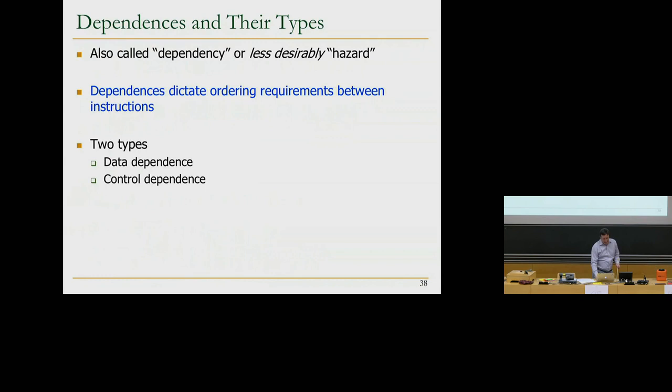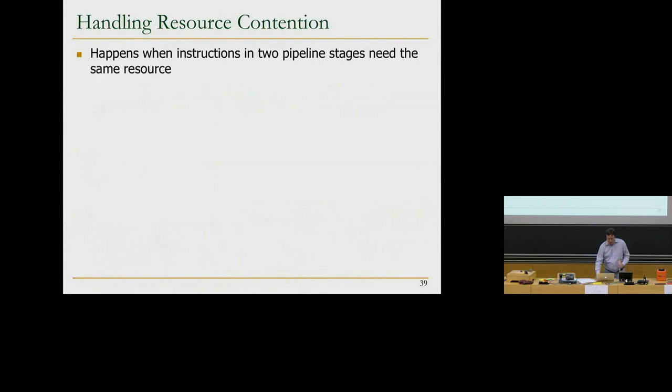And now, what are these dependencies and what are their types? It's a bit of a difference between computer architects and electrical engineers. Some people call them hazards, pipeline hazards. It's negative, right? I mean, there's a hazard in your pipeline. Oh my God. I mean, data dependency or control dependency sounds much more like a technical problem. And yes, just a second.